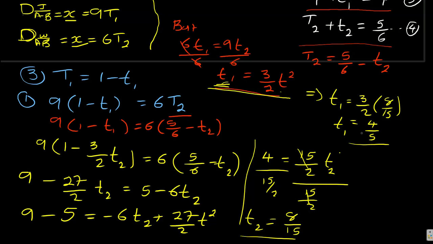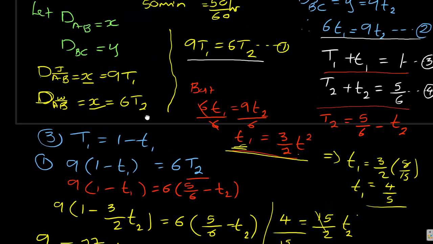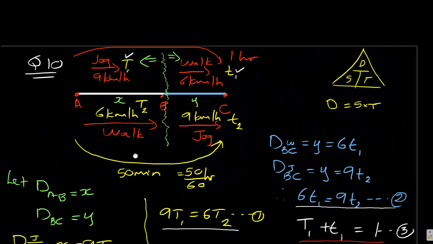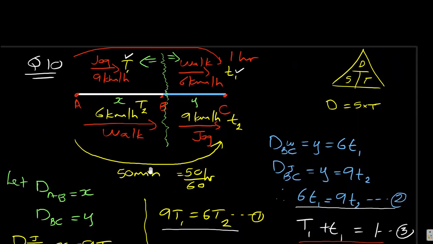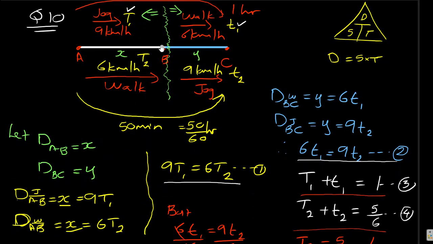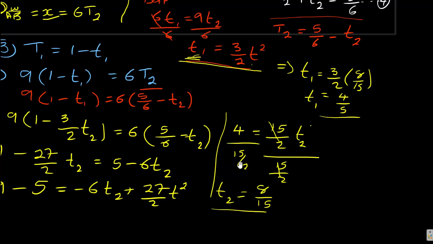Now remember the whole question says, what is the distance between A and C? So having known the times, if you go back here to find the distance, remember we said let the distance AB be x, and distance BC be y. So to find x, how do you find x? X is equal to 9, and what is y? We said our y was equal to 6, but I think we managed to solve for t, in which we said T1 was 4/5.